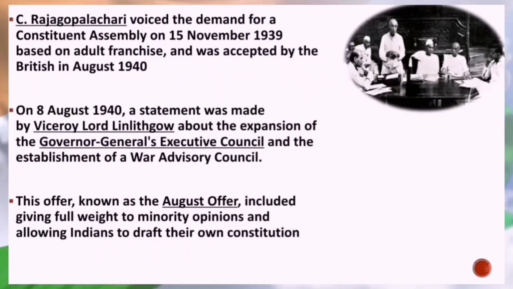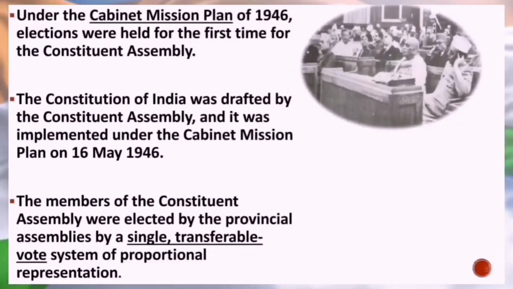C. Rajagopalachari voiced the demand for a Constituent Assembly on 15 November 1939, based on adult franchise, and it was accepted by the British in August 1940. On 8 August 1940, a statement was made by Viceroy Lord Linlithgow about the expansion of the Governor-General's Executive Council and the establishment of a War Advisory Council. This offer, known as the August Offer, included giving full weight to minority opinions and allowing Indians to draft their own constitution.